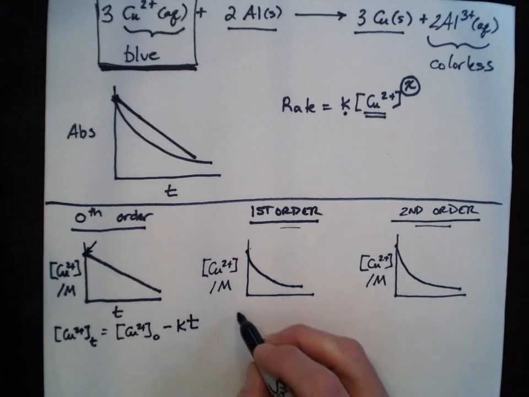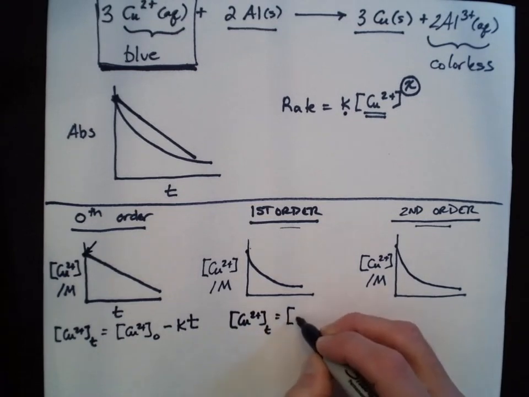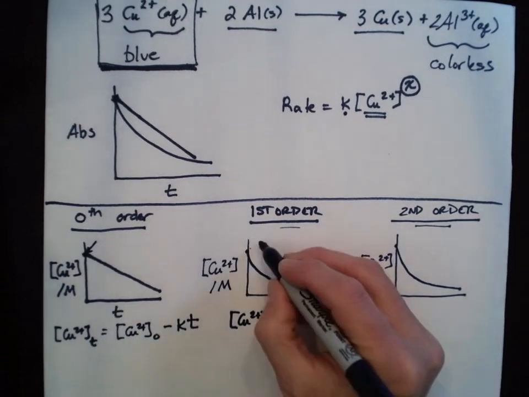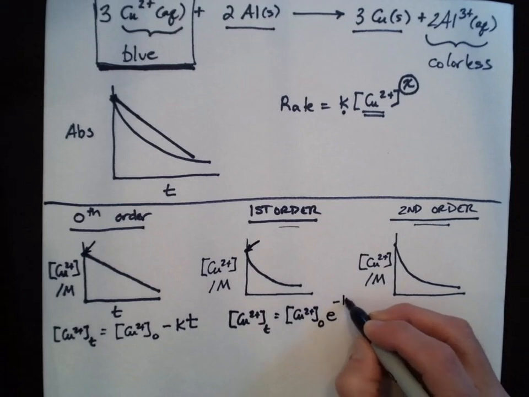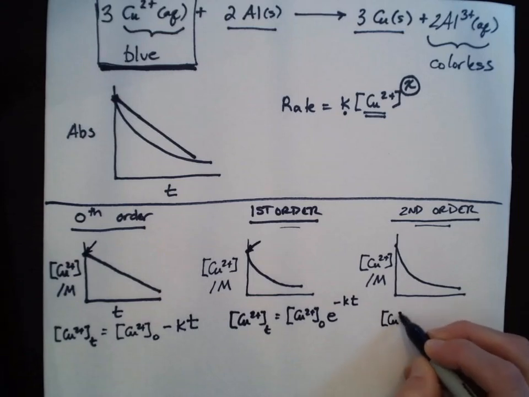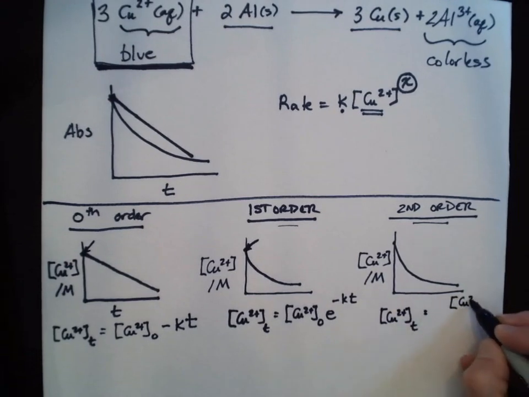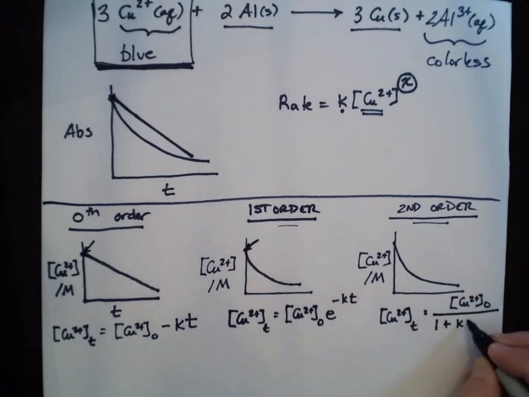For 1st order, the equation looks like this. The concentration of copper with time is going to be equal to the concentration of copper ion that you see originally, again, that's right here, times the number e to the negative kt. And then finally, in a 2nd order process, the equation is going to look like this. The concentration of copper at our various time points along the curve is going to be equal to the concentration of copper originally over 1 plus the rate constant times the time times the original concentration of copper.